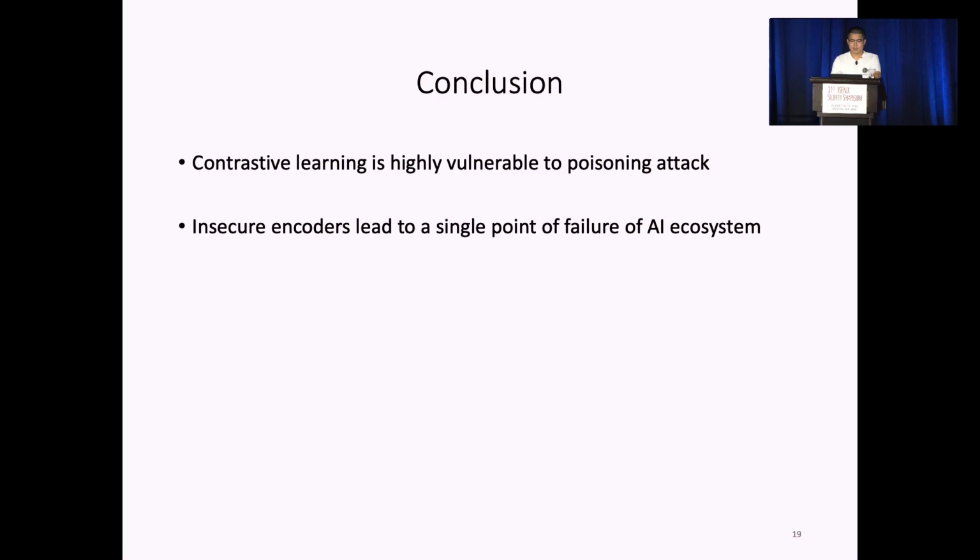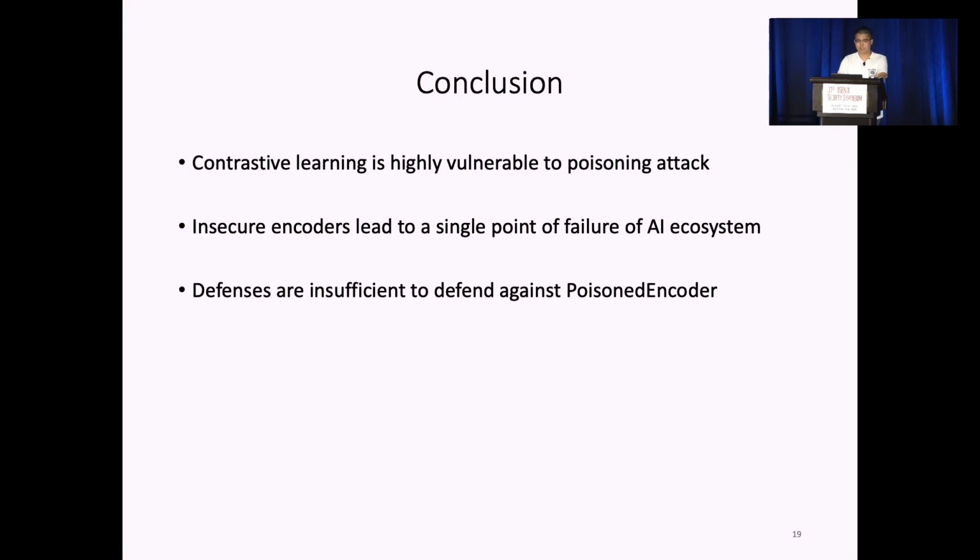To round up my presentation, we find that contrastive learning is highly vulnerable to poisoning attacks. An insecure encoder may lead to a single point of failure of the AI ecosystem because it will impact the security of multiple target downstream tasks. And existing defenses are insufficient to defend against poisoned encoders.